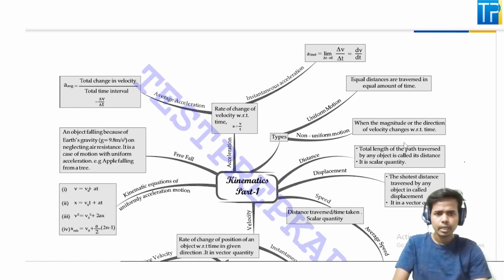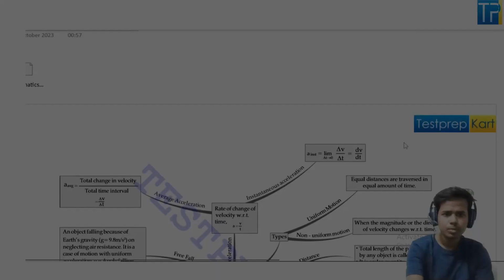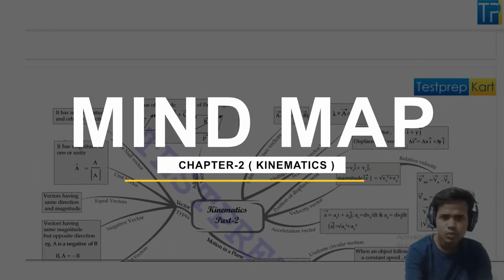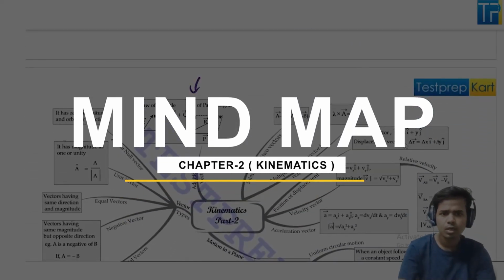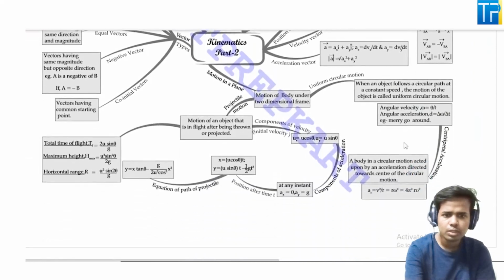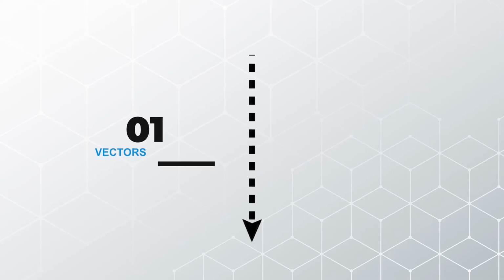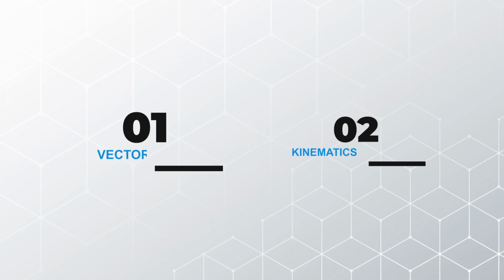Everyone, and we are into the second mind map for the chapter kinematics. It actually includes kinematics as well as vectors, as you can see. So what we'll do is probably discuss the vectors part first, and then we will move on to the kinematics part. Okay. Now, first of all, what are vectors?